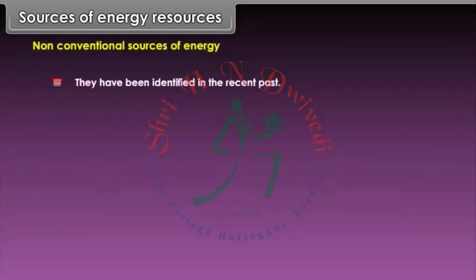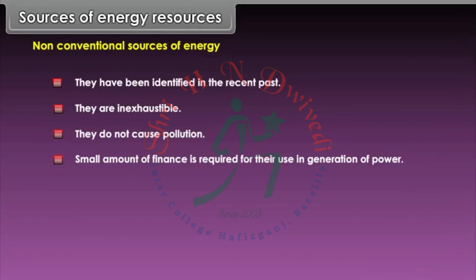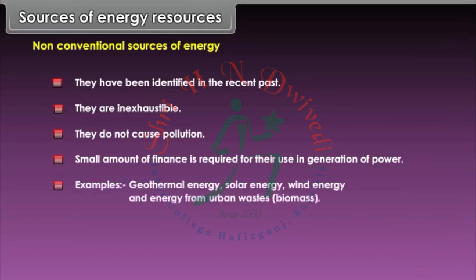Non-conventional sources of energy have been identified in the recent past. They are inexhaustible. They do not cause pollution. A small amount of finance is required for their use in generation of power. Examples: geothermal energy, solar energy, wind energy and energy from urban wastes.